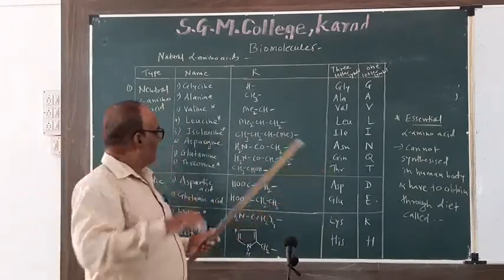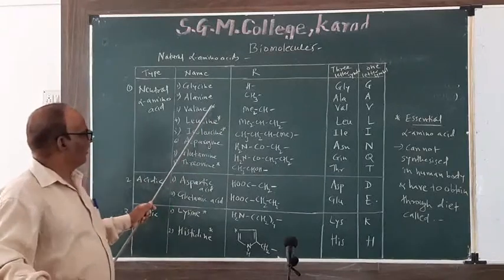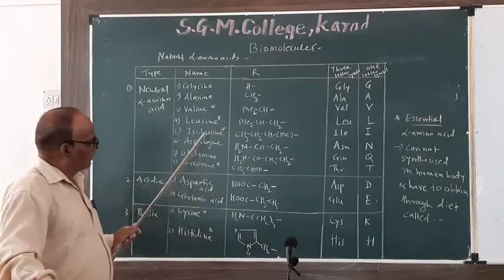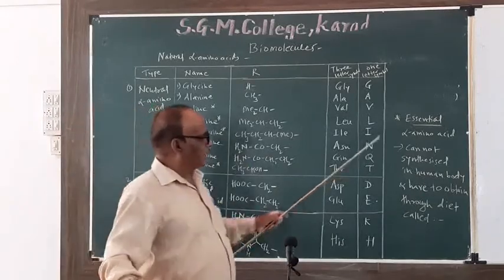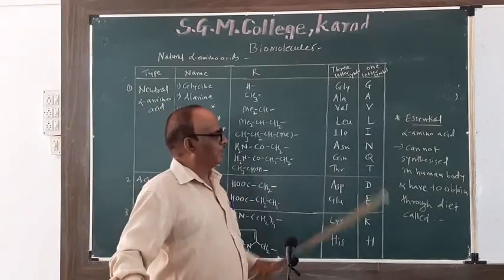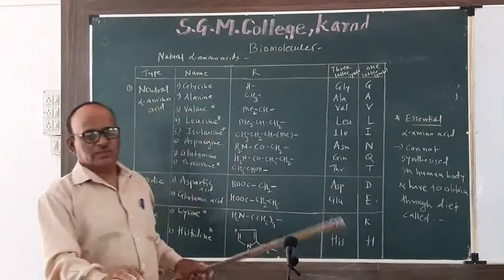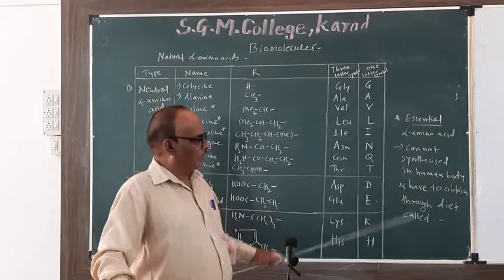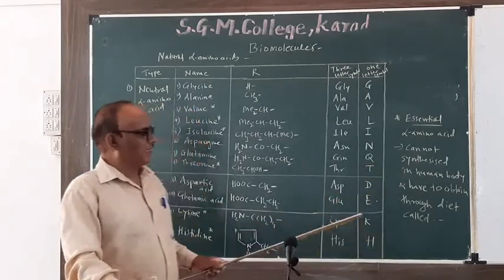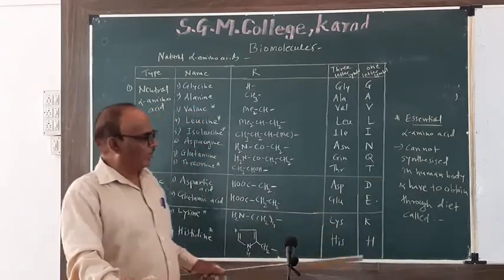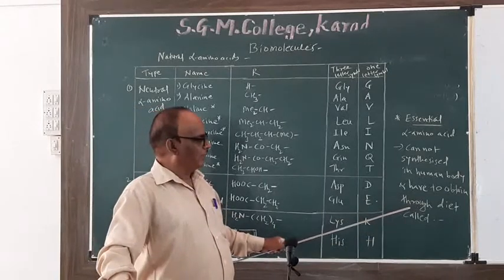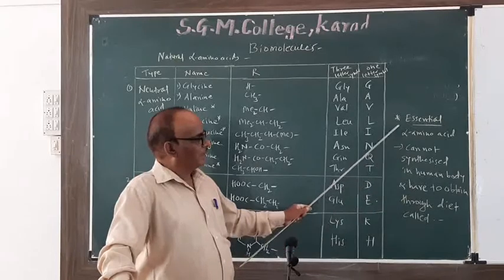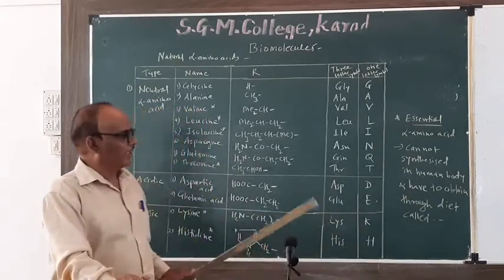Then, some alpha amino acids are designated by these yellow stars. These yellow star alpha amino acids are called the essential alpha amino acids. What is the meaning of essential? They cannot be synthesized in the human body and have to be obtained through diet. Such alpha amino acids are called essential alpha amino acids.